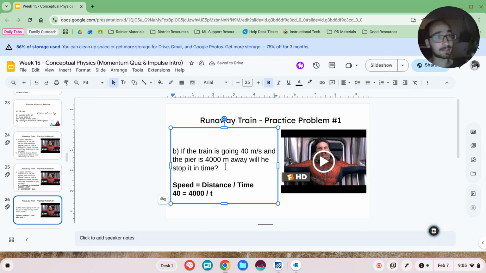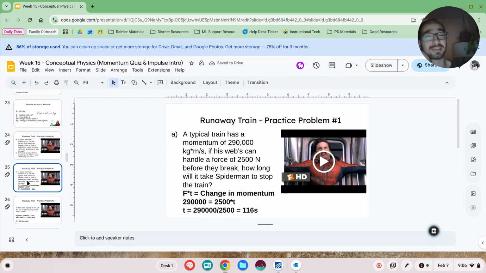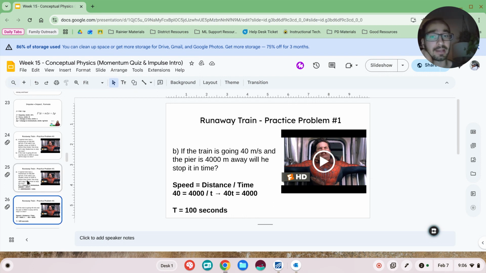Now, you may have not seen this very often. If t is on the bottom in the denominator, we need to get it on the top. So we will multiply both sides by t, so we'll end up with 40t equals 4,000. So all we did was multiply both sides by t. That canceled out the t's on the right, so we end up with 40t equals 4,000. Divide by 40, you'll get t equals 100 seconds. So I want you to think about it. If it takes him 116 seconds to stop the train, and 100 seconds for the train to hit the end of the pier, he won't stop it in time.